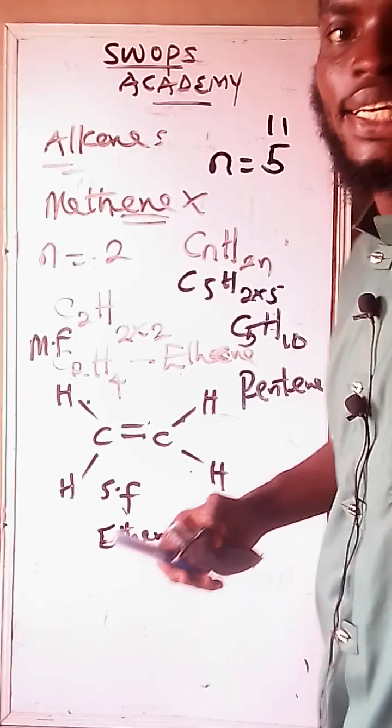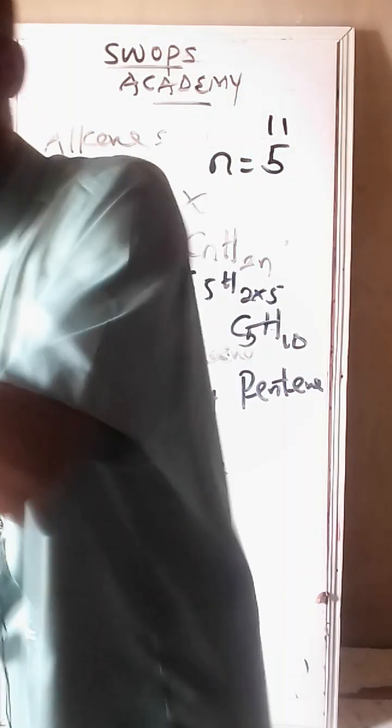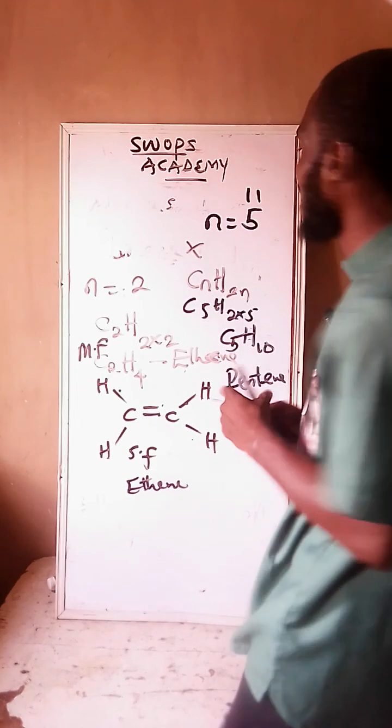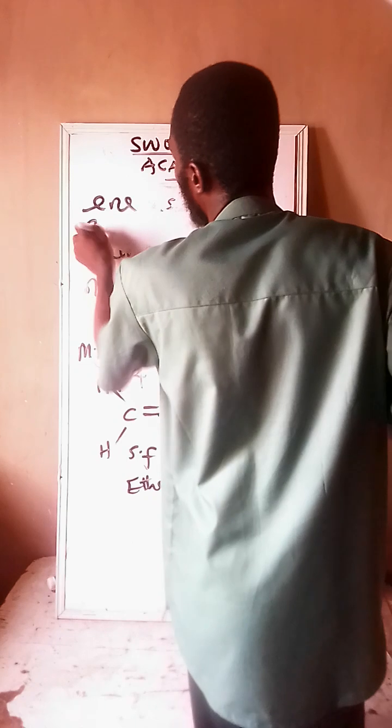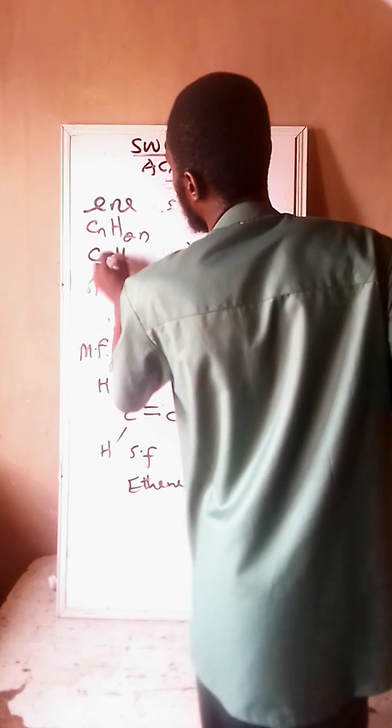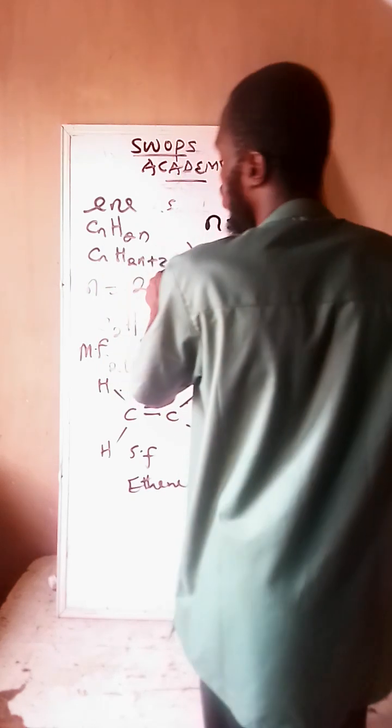Now another thing JAMB might ask you: alkenes has a general formula what? A, CnH2n. B, CnH2n plus 2. C, CnH2n plus 1. D, CnH2n plus 1 OH. So the general formula for this one is what? Please cram that: CnH2n. It has an ene as CnH2n. There is not anything like CnH2n plus 2. This is for alkane.